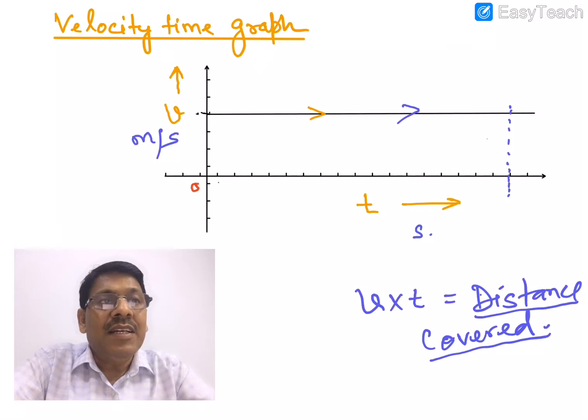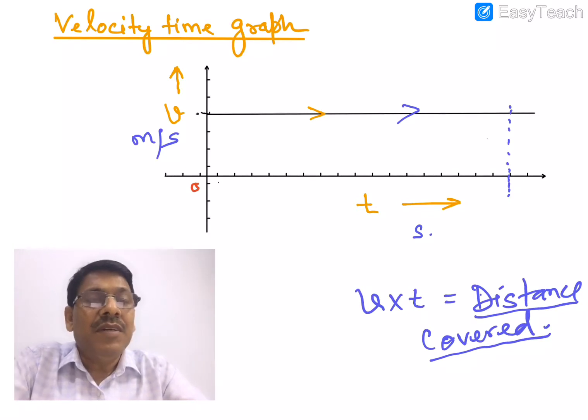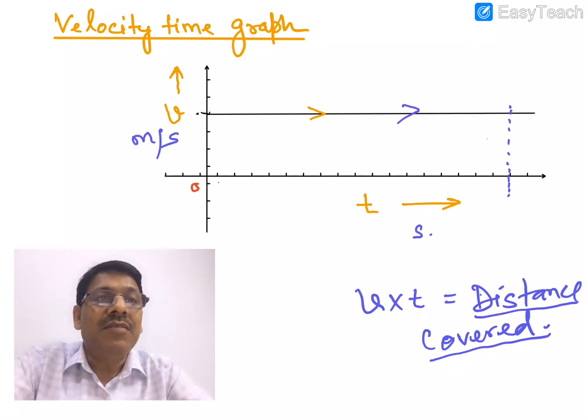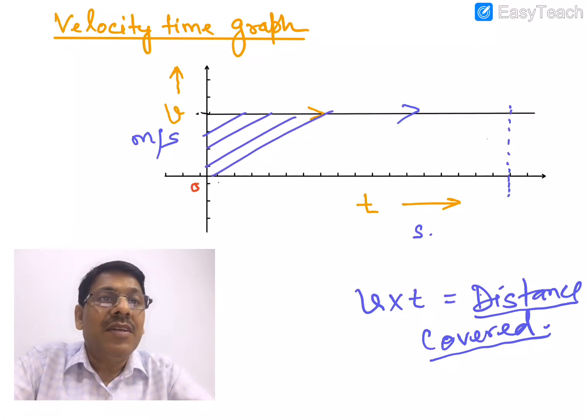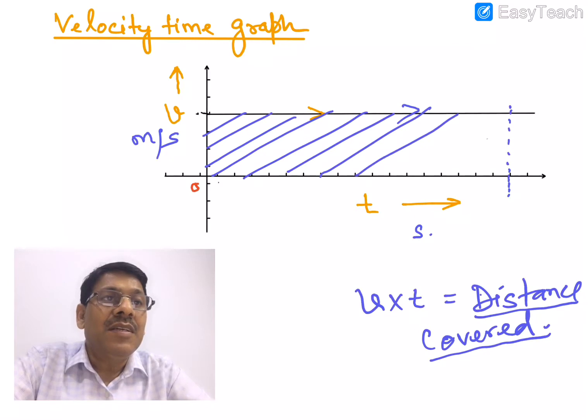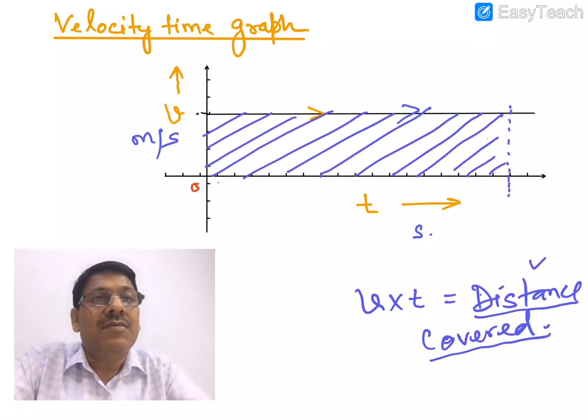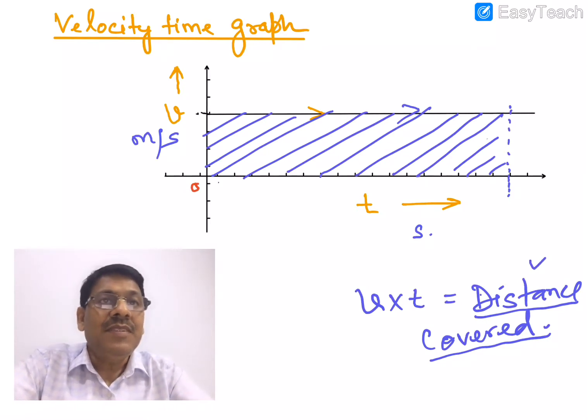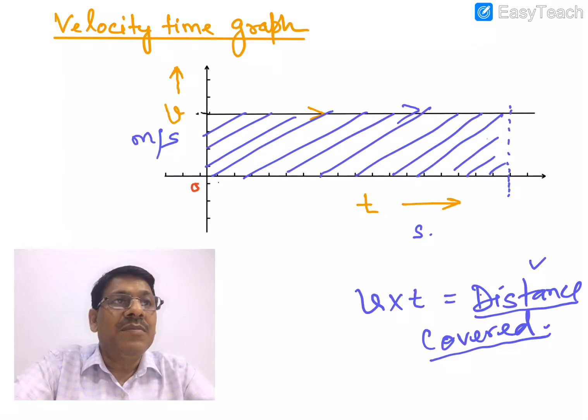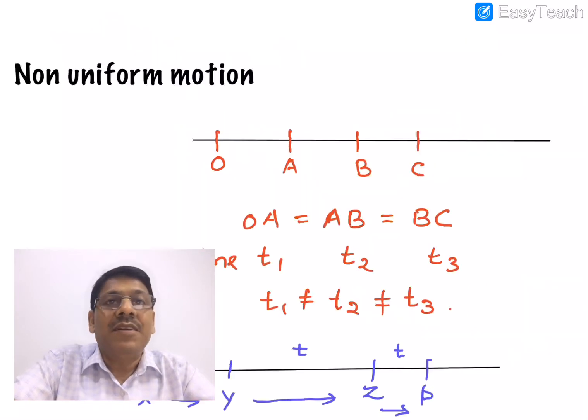Means the area under the velocity time graph gives the distance traveled by the body, or distance covered. The velocity time graph gives this result, and that is the distance covered.